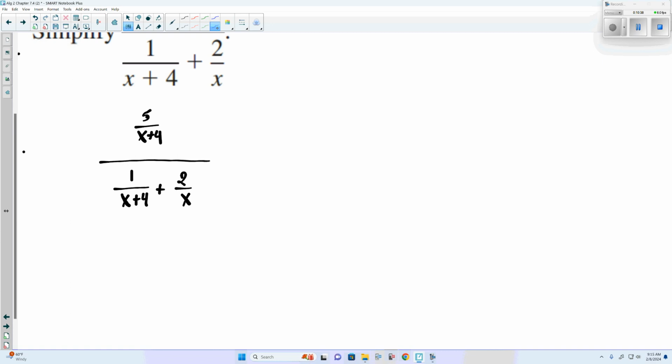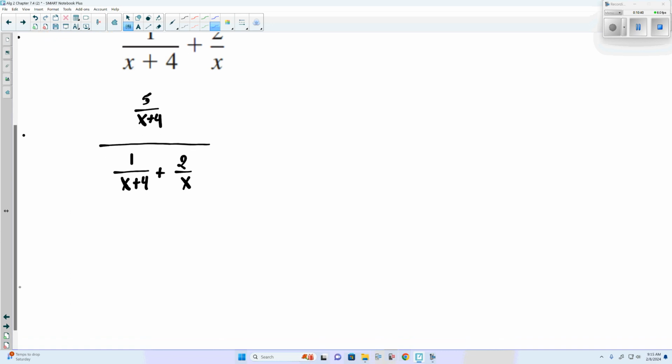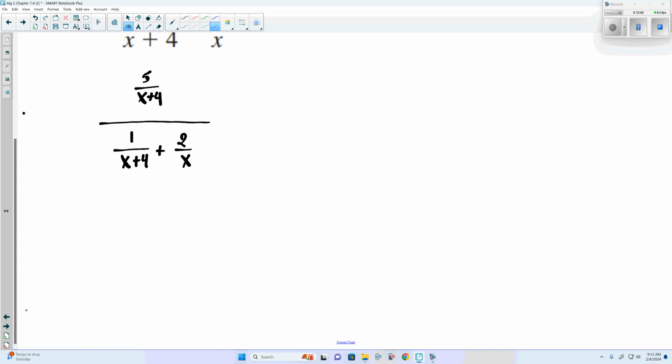I wouldn't write this one down. Because if we're going to get these to be the same, we're going to have to multiply each of these fractions on top and bottom by a certain expression. So the one on the left has an x plus 4. What's it missing? It's just missing an x. Because the one on the left has an x plus 4, the one on the right has x. So the one on the left needs an x. Then the one on the right needs, so we'll multiply top and bottom by x plus 4.